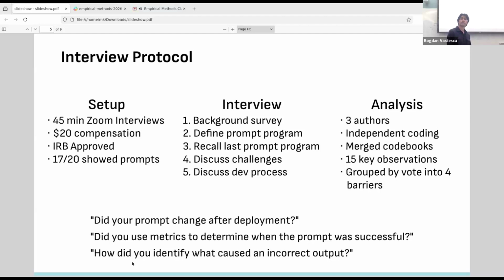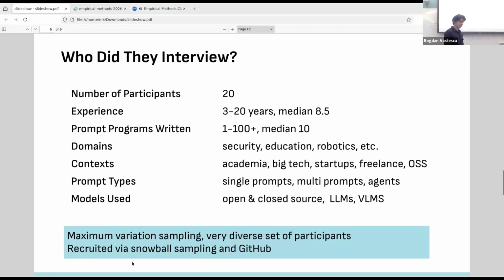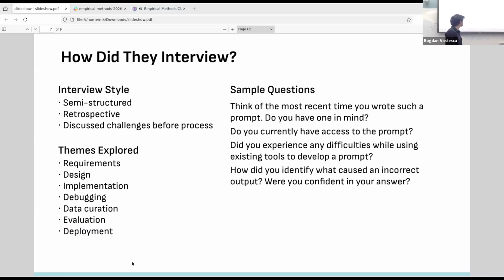On this, I like the questions they had, and you had some sample questions. Maybe next slide. Yeah, here. Look how they phrase these. Think of the most recent time you wrote such a prompt. So you can put yourself in that situation, go back to that place. Do you have one in mind? I'm confirming that you can even do this before you make one up just to answer what I'm asking next. Are you there? Are you in that place?